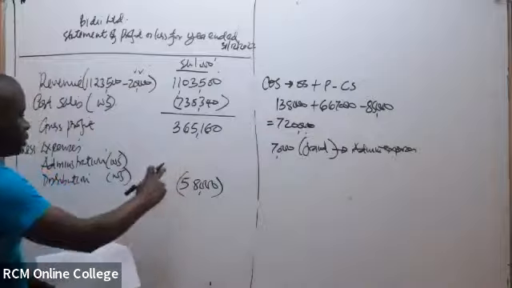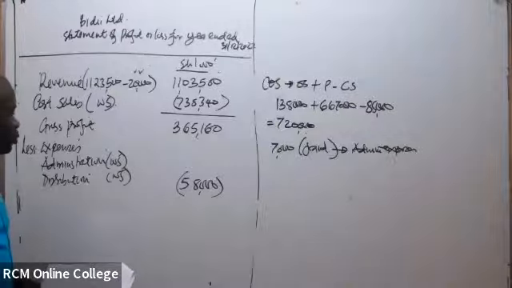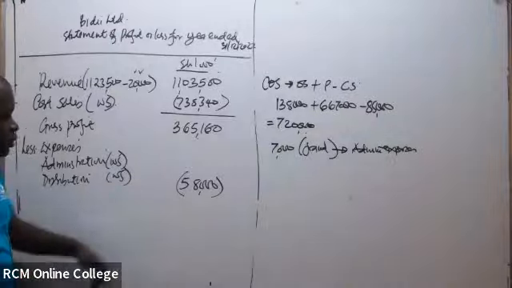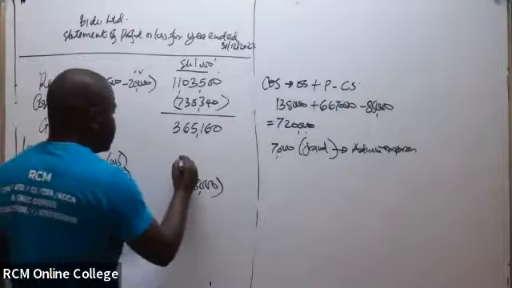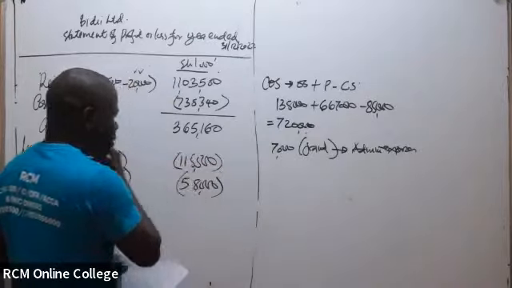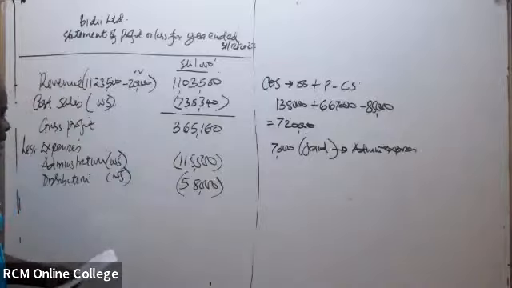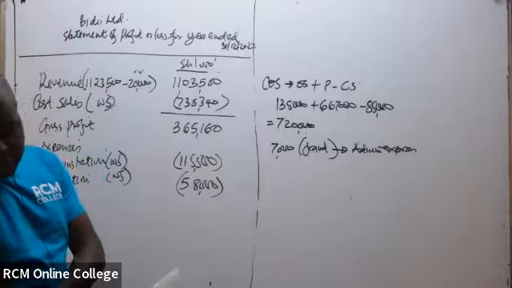Then the administration was coming to 115,500. Administration expenses was coming to how much? This one was 58 million, and administration was 115,500. So that is in this case the admin and of course distribution expenses.